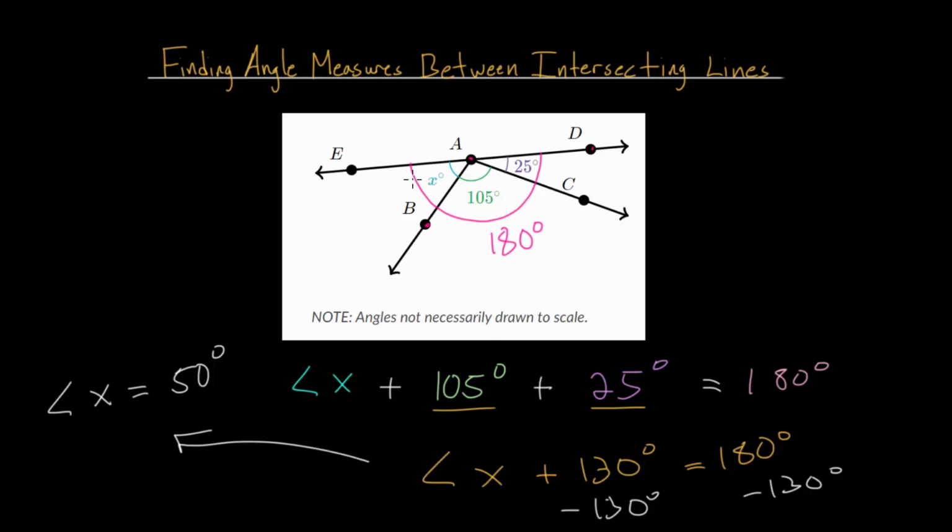We can double check this by recombining them together to make sure that they do, in fact, equal 180. Since 50 plus 105 is 155, plus 5 more is 160, plus 20 brings us to 180. So this does make sense as our final answer.